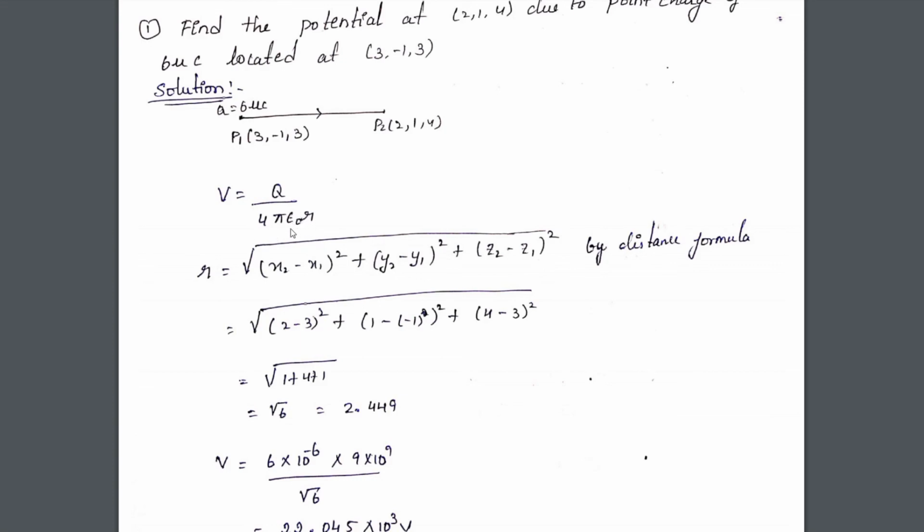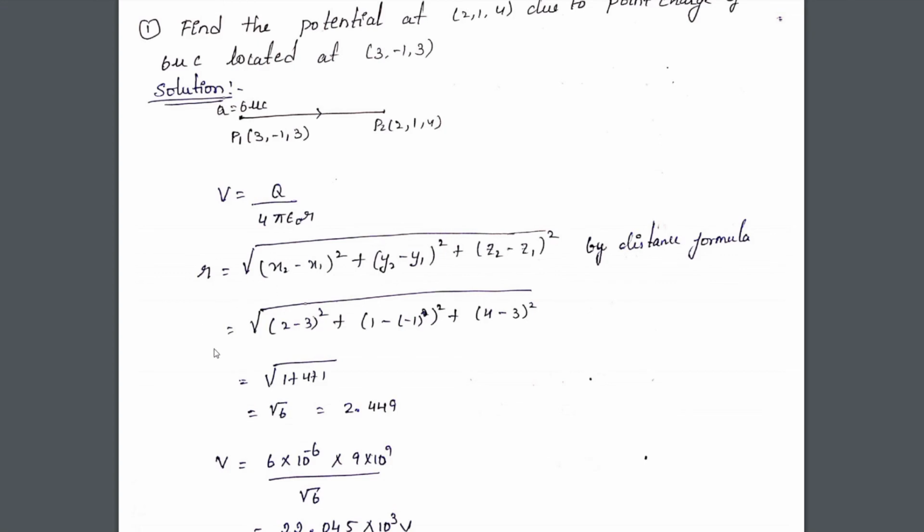Then we need to find this scalar distance R. So what is this R? R is the distance between P1 and P2. So how do we calculate? By using the distance formula, we need to calculate here. So what is R for the P1 and P2? It is square root of, the general formula is, X2 minus X1 whole square plus Y2 minus Y1 whole square plus Z2 minus Z1 whole square.